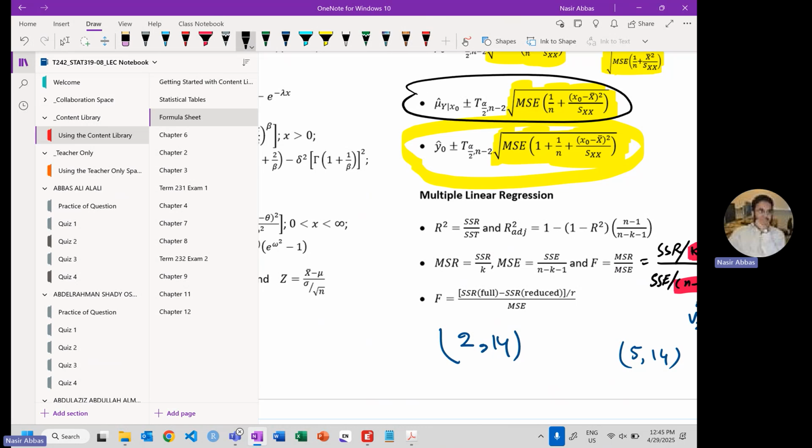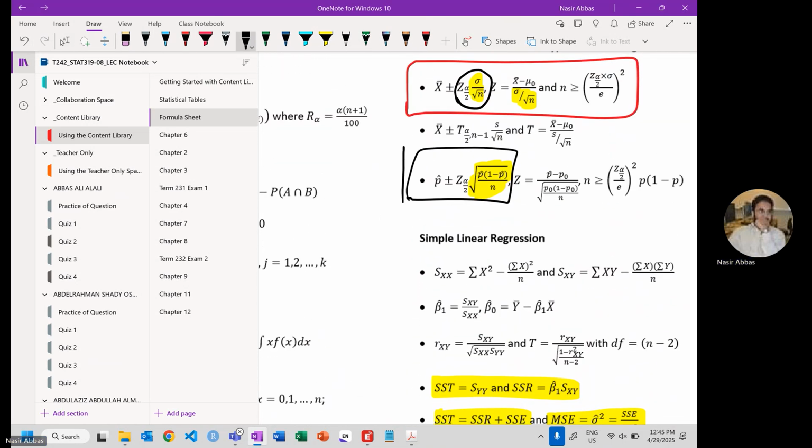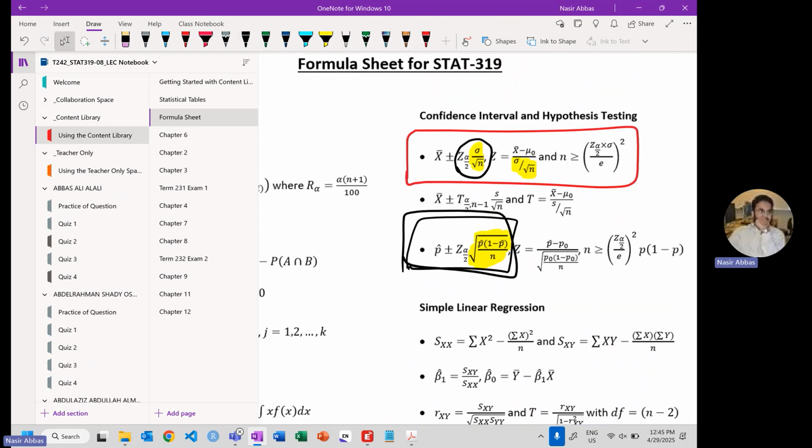The point estimate plus or minus critical value times the standard error. It is indirectly given here. So the general structure of a confidence interval, always, is what? Point estimate plus or minus critical value times standard error.